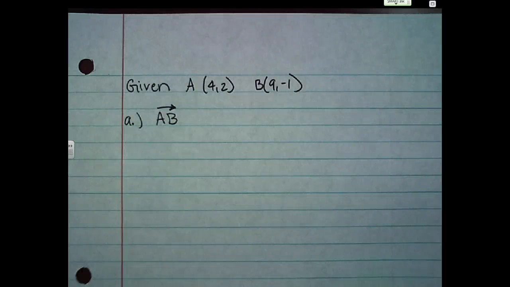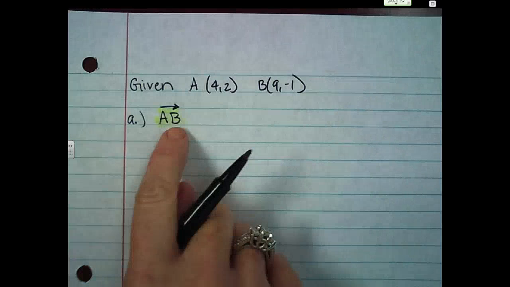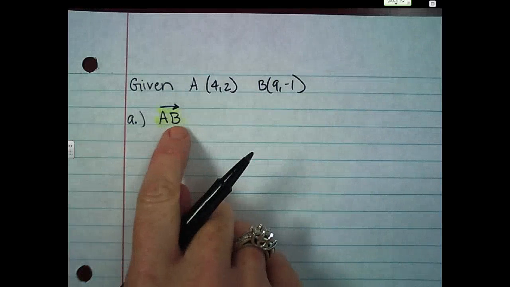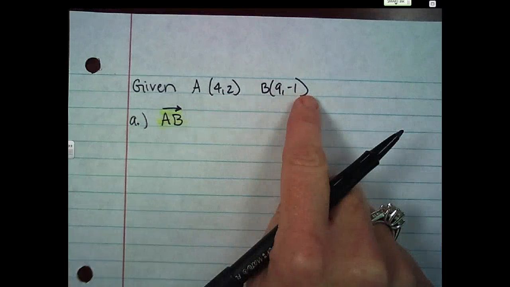Okay, do you remember how to find it? How do you find it? What's the formula to name the vector? In other words, what I'm asking you for is how far to the right did it go and how far up did it go? If I'm traveling from A to B, right?